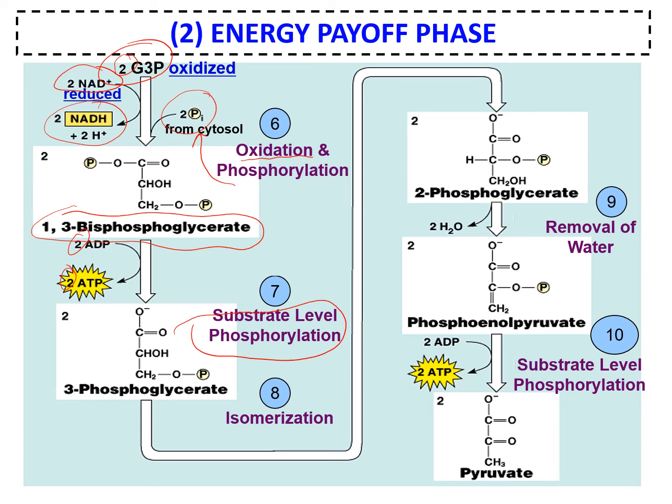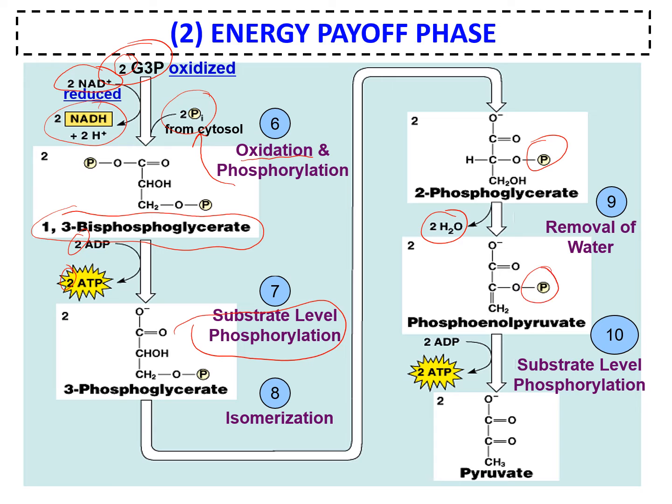Since 1,3-biphosphoglycerate donates the phosphate group, it will be converted to 3-phosphoglycerate. Then 3-phosphoglycerate will undergo isomerization during step 8. The isomerization involves the rearrangement of the phosphate group from carbon number 3 to carbon number 2. 3-phosphoglycerate is isomerized to 2-phosphoglycerate in step 8. Next, during step 9, 2-phosphoglycerate undergoes removal of water. Thus, it will be converted to phosphoenol pyruvate.